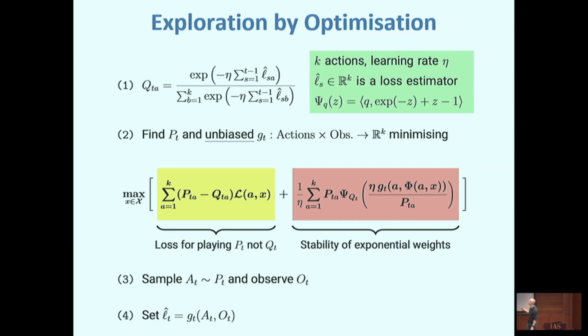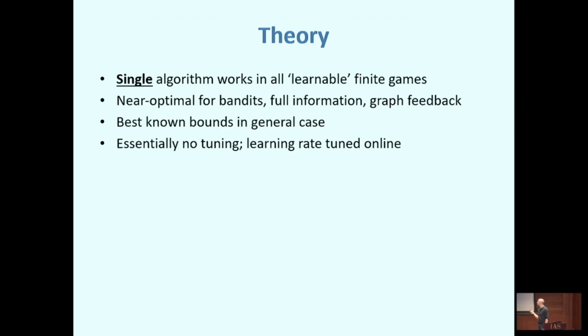And this is a saddle point problem if you wish. But it's a convex problem. So you solve this, and then you simply play from this distribution PT. And after that, you update your loss estimates based on your estimator that came up from the optimization problem. So the idea is to jointly optimize the estimator and the distribution, care about the regret bound. And this does the trick.